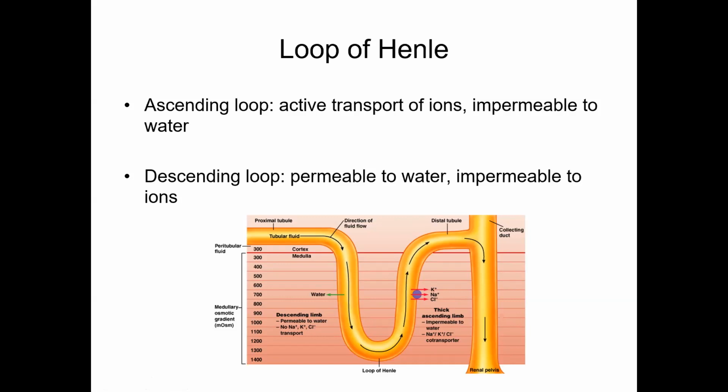All right, so now you see the difference. The ascending part is only permeable to ions. The descending part is only permeable to water. Okay, keep that in mind. All right, now we can talk about the mechanism step by step. Let's say we stop the kidney functions, we restart from the very beginning, restart this filtration process.